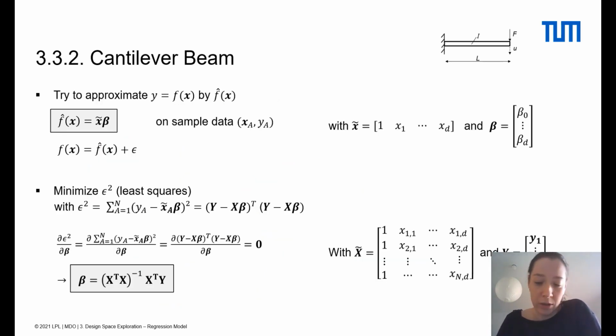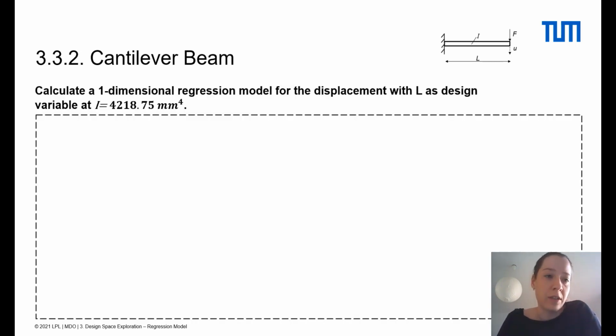In the case when you don't have just one design variable, but more than one, so D in general, you can't use the nice shortcut anymore, and you have to use the general formula for beta, which is derived in the same way as before. So you want to minimize the error, and then you want to find the coefficients that minimize the error, and you end up with that formula. We'll apply this formula to the same task.